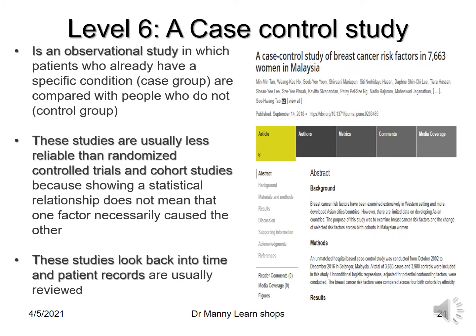Then you've got level 6, which is a case control study. This is observational, and this is where patients who have already got a specific condition, the case group, are compared with people who don't, the control group. These studies are usually less reliable than randomized controlled trials and cohort studies, because showing a statistical relationship doesn't mean that one factor necessarily caused the other, cause and effect. These studies look back into time, and patient records are typically reviewed.